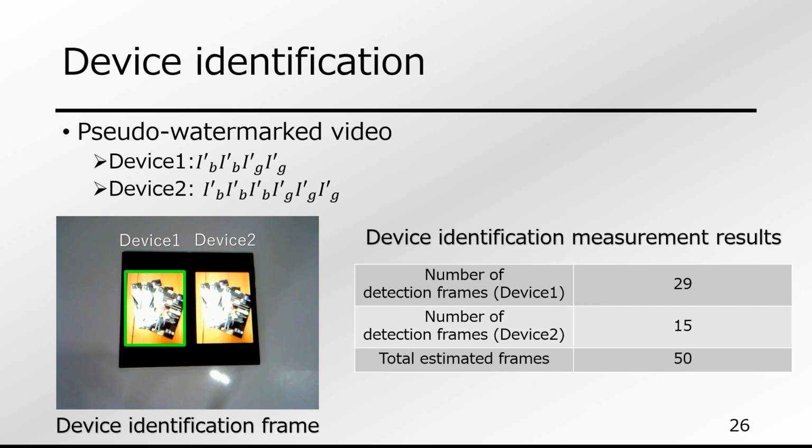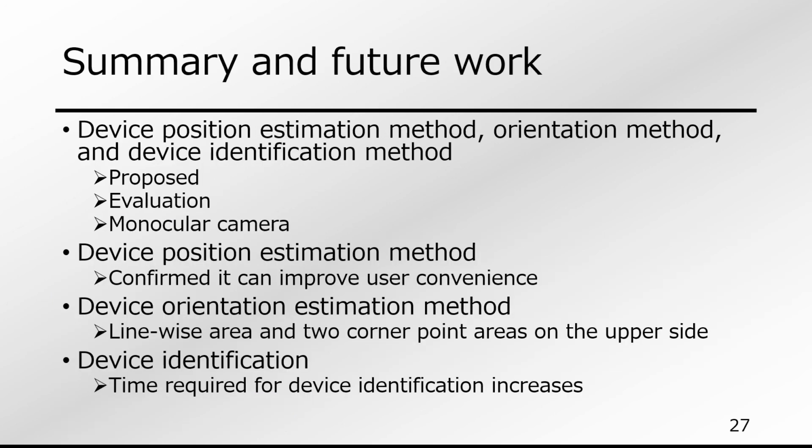The number of detections of the device portion per 50 frames is 29 for device 1 and 15 for device 2, making the number of detections of device 1's portion nearly twice that of device 2. We confirmed that the device can be identified by using the difference in the number of detections of the device 1 and device 2 portions. Finally, a summary and future work.